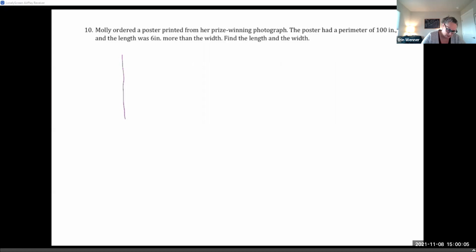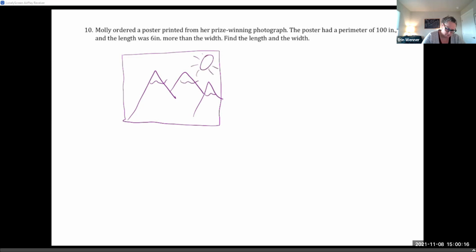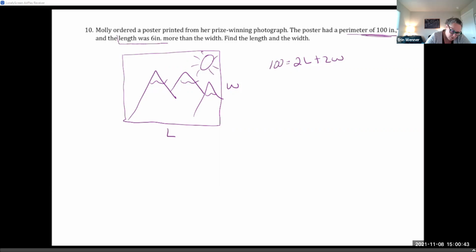So first of all, let's think about her poster. Here's her poster. It's of mountains with some snow and a sun. Beautiful. Prize winning. Okay. So perimeter means the distance all the way around. So it's a length and a width. So the perimeter is equal to 2 lengths plus 2 widths. Instead of using P, we're going to put in the fact that the perimeter is 100 inches. The other piece that they tell us is that the length is 6 more than the width.